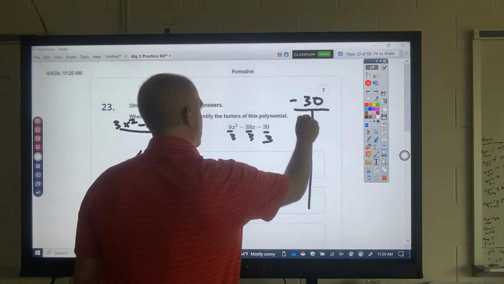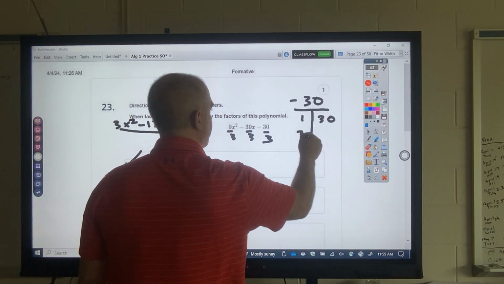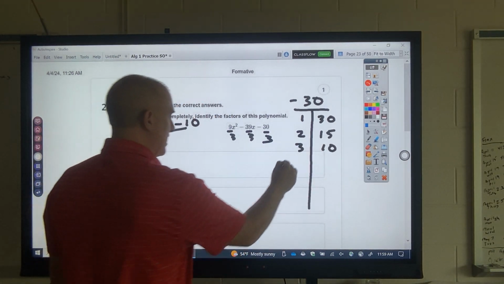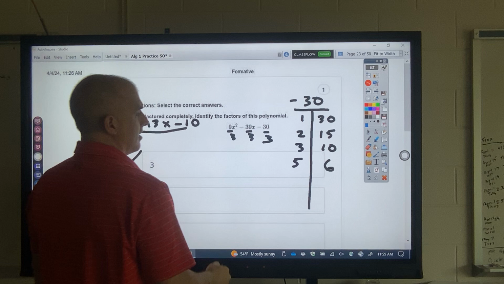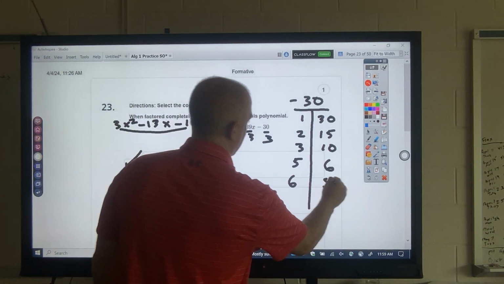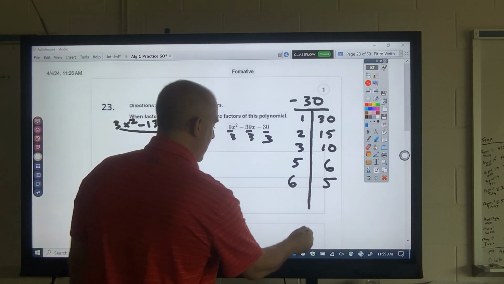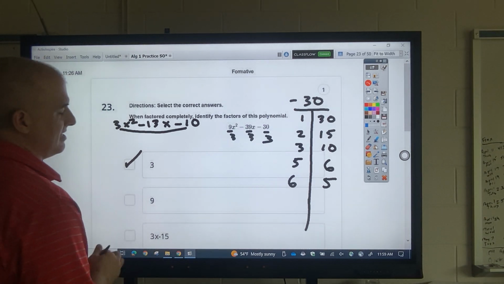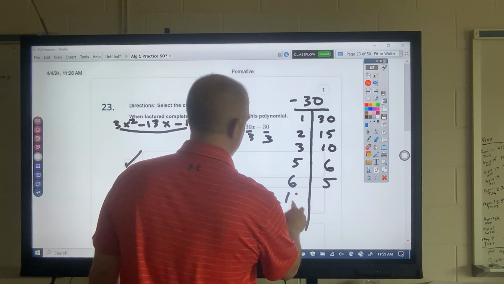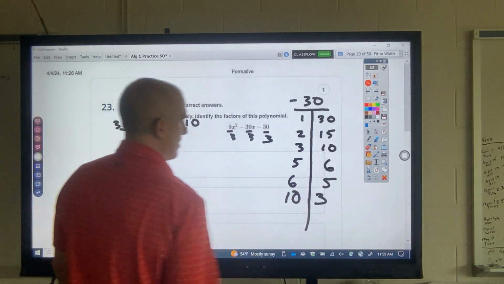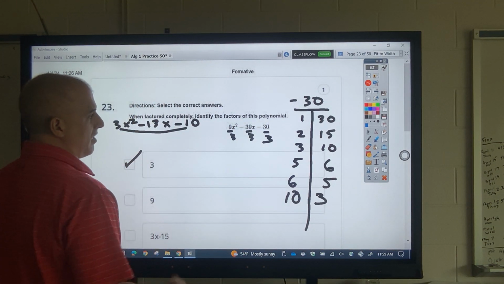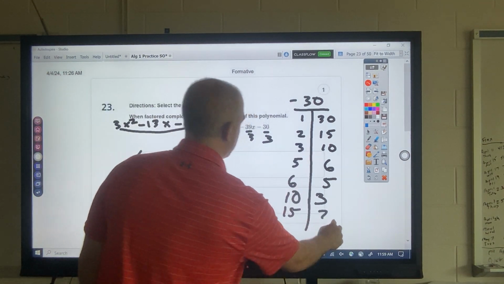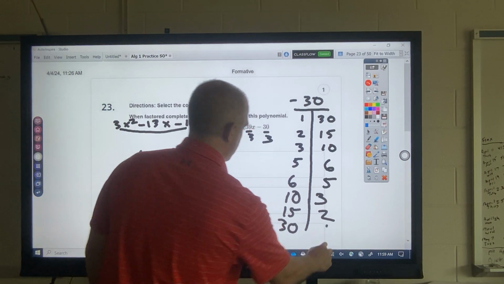Here are the factors. 1 and 30. 2 and 15. 3 and 10. 4 would be a decimal. 5 and 6. 6 and 5. 7 will be a decimal. 8 would be a decimal. 9, no. 10 would be 10 and 3. 11 no, 12 no, 13 no, 14 no, 15 would be 15 and 2, 30 and 1.